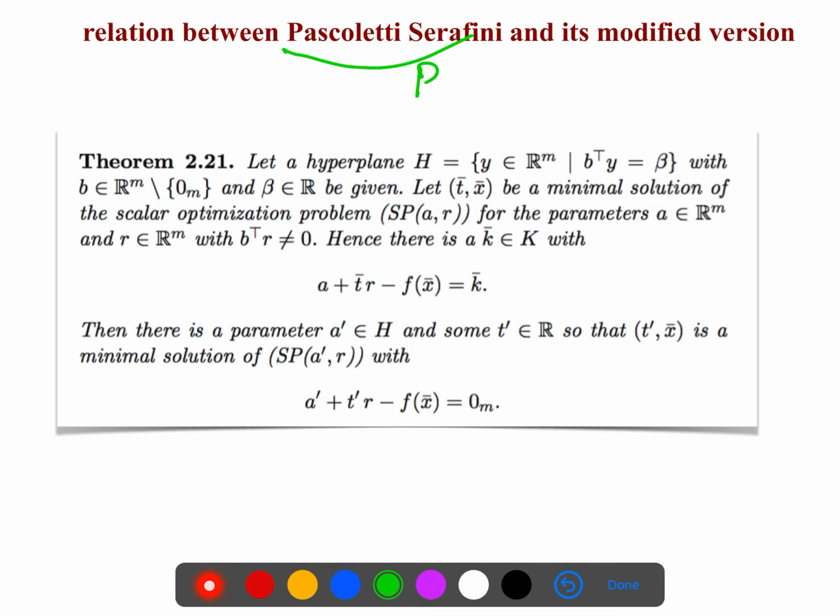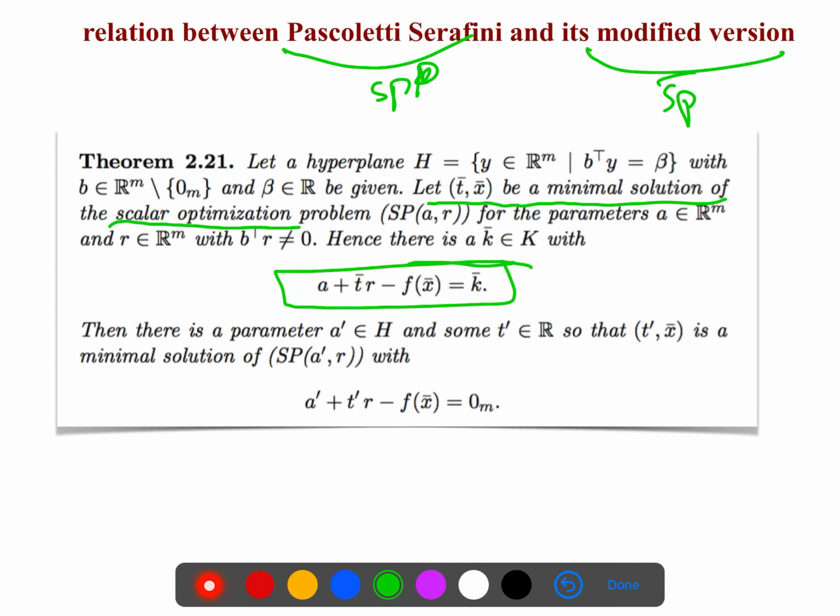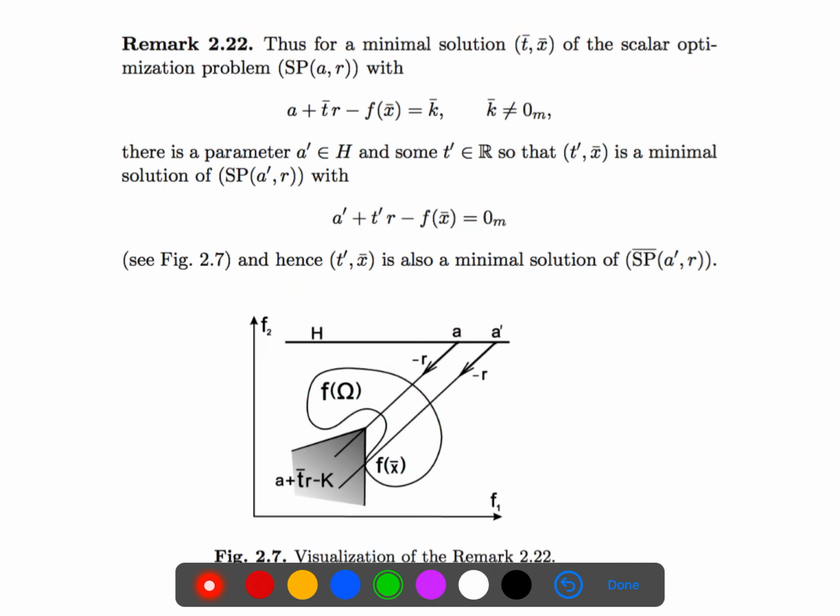And so the relationship between Pascoletti-Serafini SP and SP bar is like this. The theorem is like this: if x bar is a minimal solution of a scalar optimization problem, then there is a k bar such that this is satisfied, and there is a parameter a prime that is equal to 0. I mean, the vector of 0.